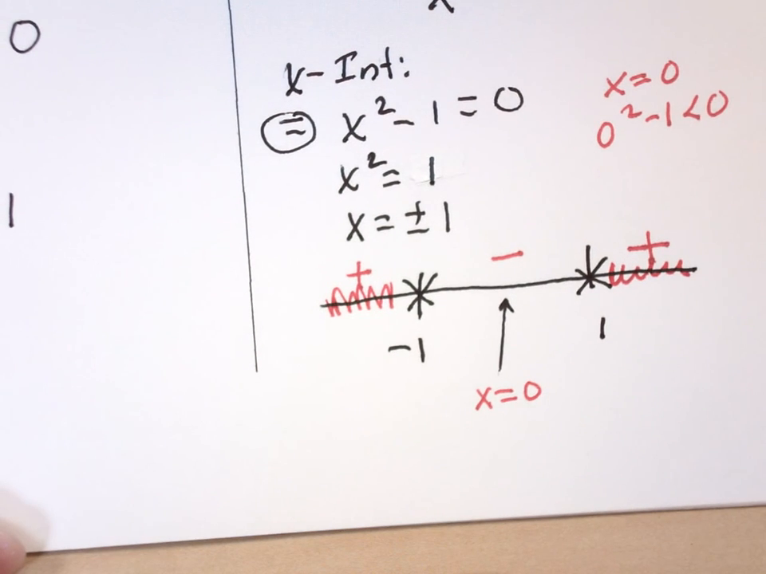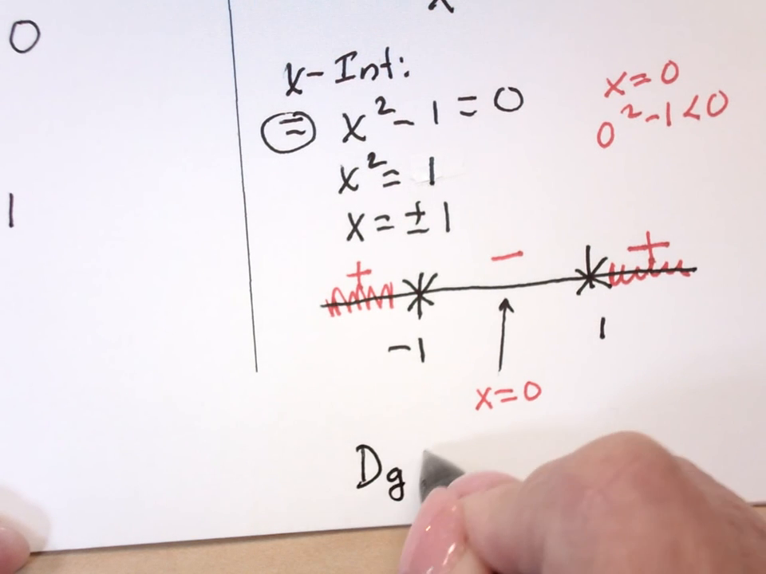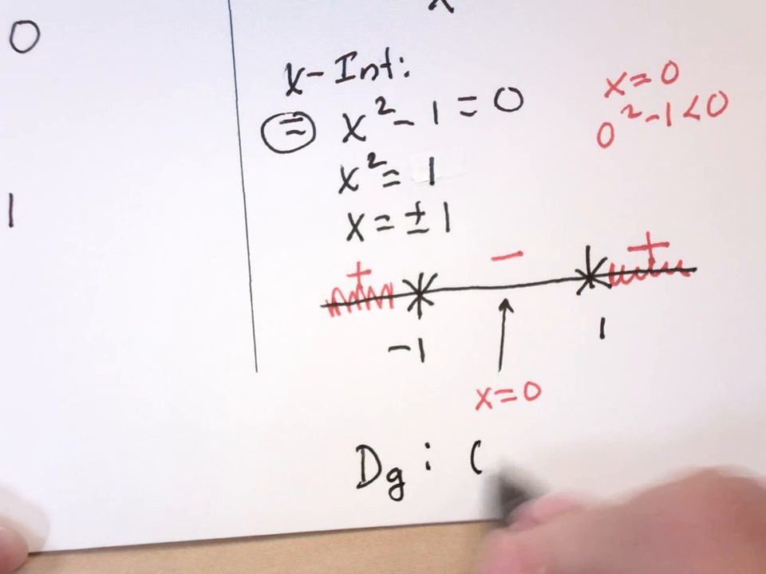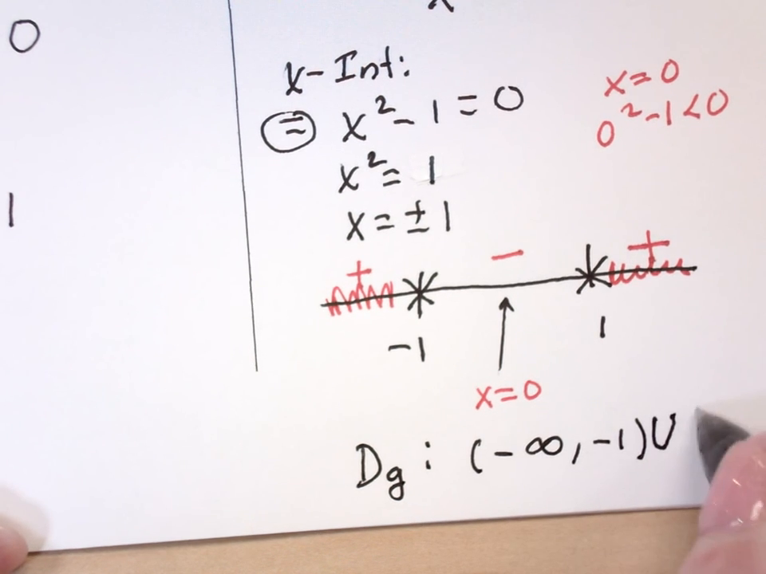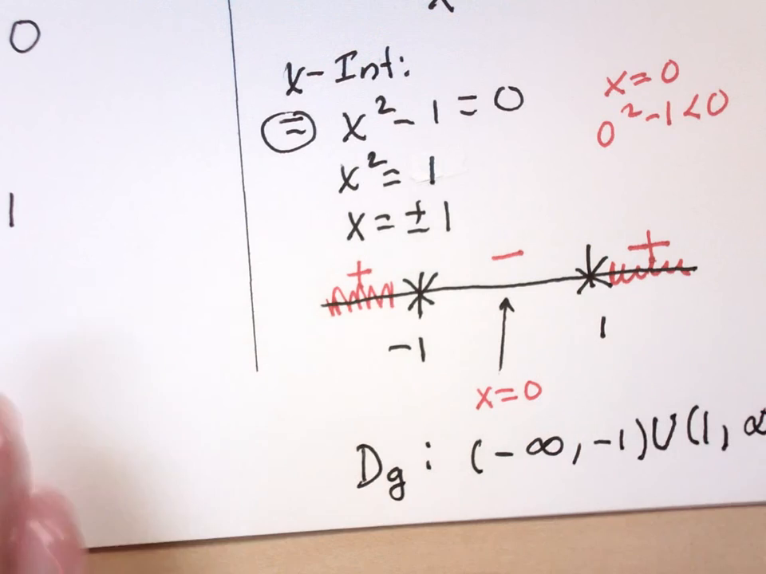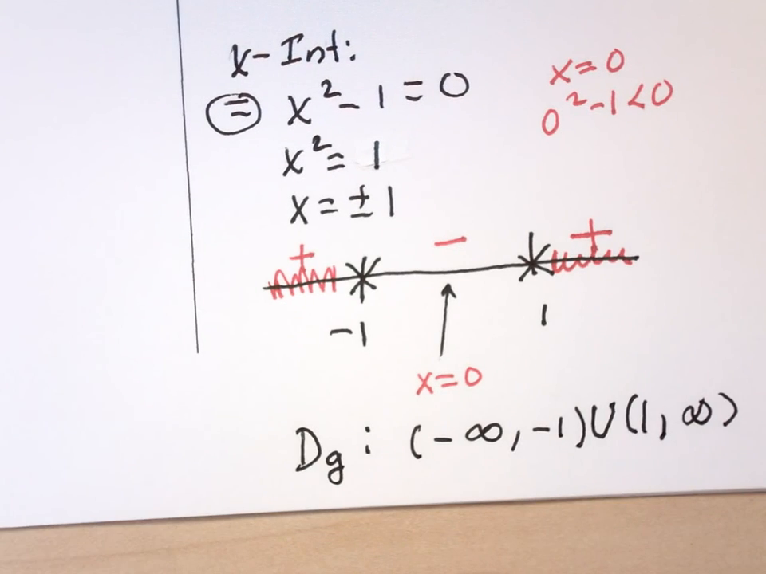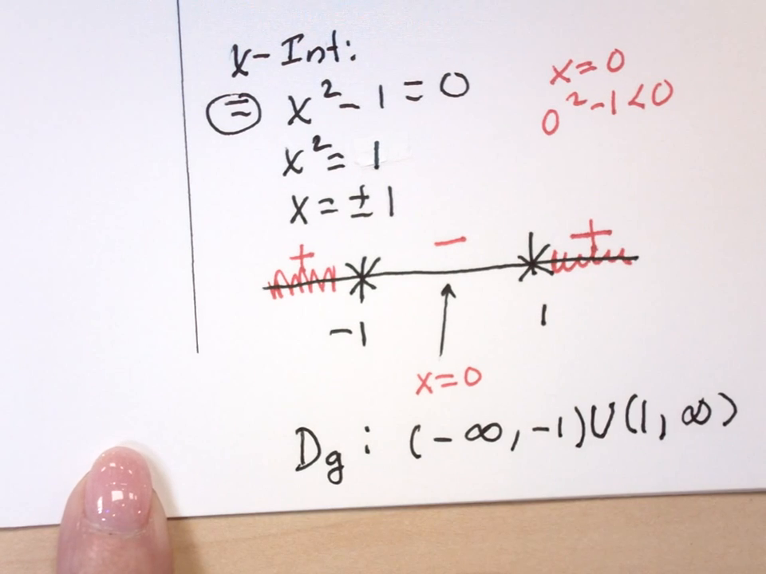So the domain of this function is negative infinity to negative 1, union 1 to infinity. It has two zeros, and that's plus or minus 1. It has two VAs. So it doesn't exist here, but it exists on either side.